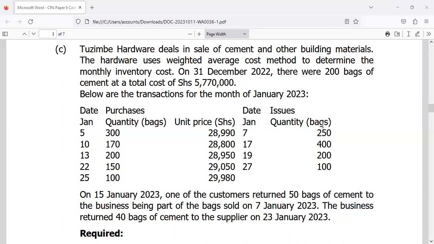Then the business returned 40 bags of cement to the supplier on 23rd January 2023. This time around, it's the business supplying. So in accounting, we call these the return outwards. We are going to see also how to deal with this.